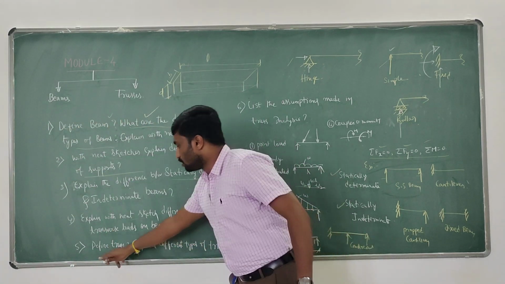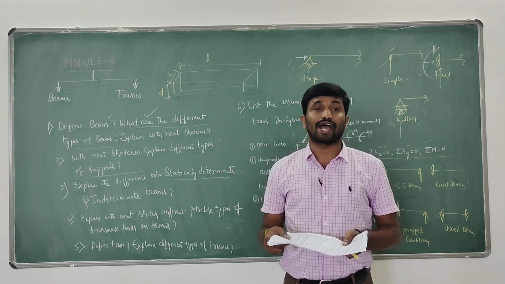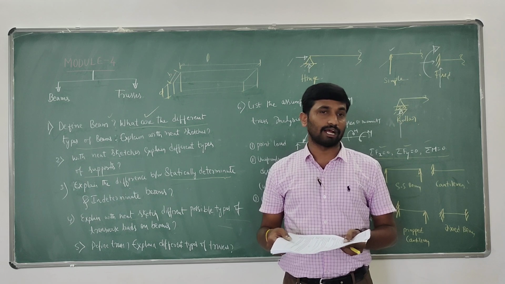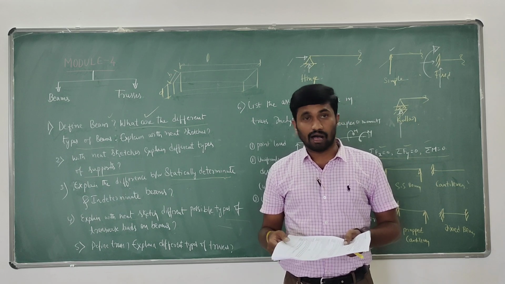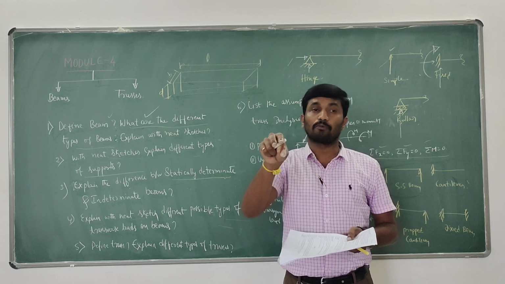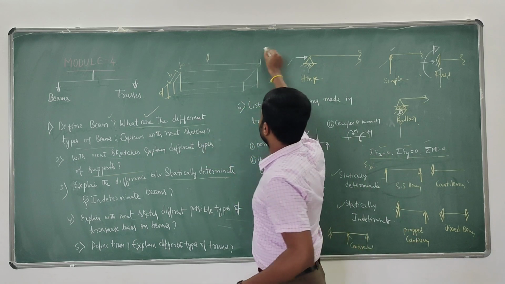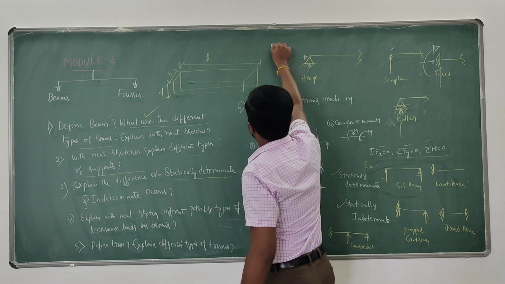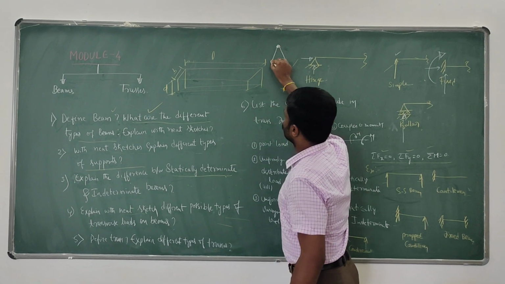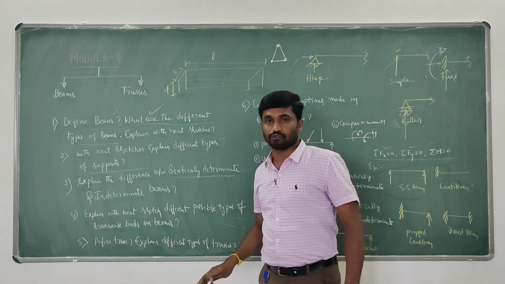The next question is define truss. Explain different types of trusses. Truss is made of triangular elements, especially steel elements, generally of the same area and same rigidity throughout the members, and pin supported at joints. So triangular elements, pin supported at joints: trusses have pin joints, hinges. And explain different types of trusses.